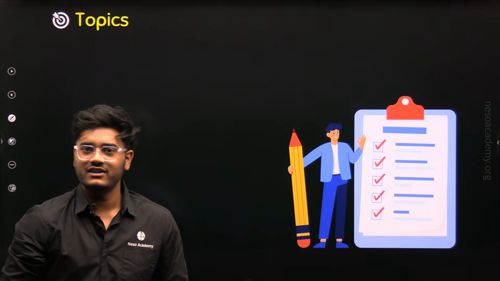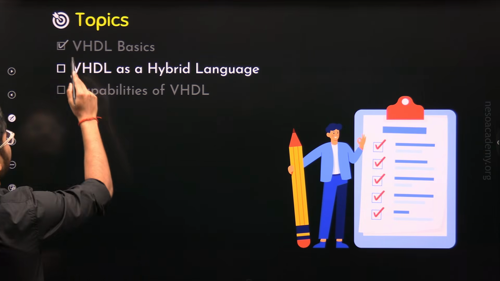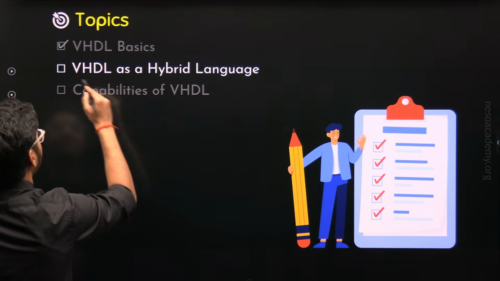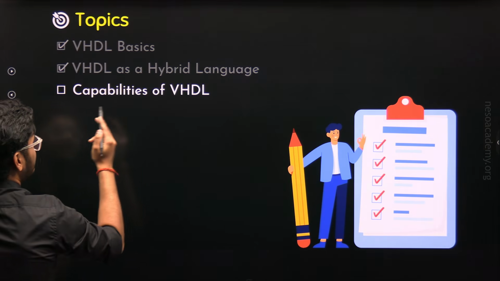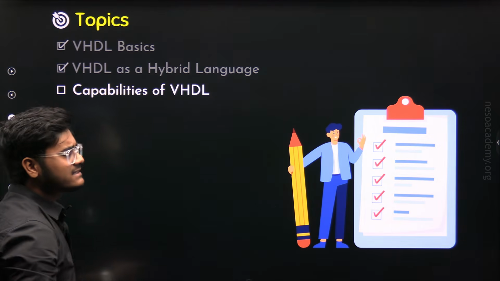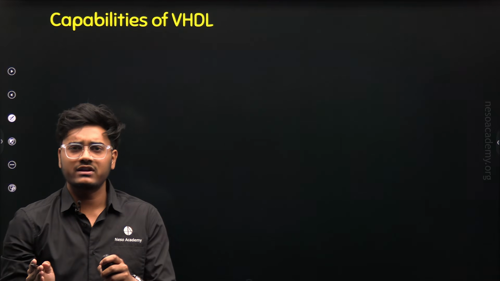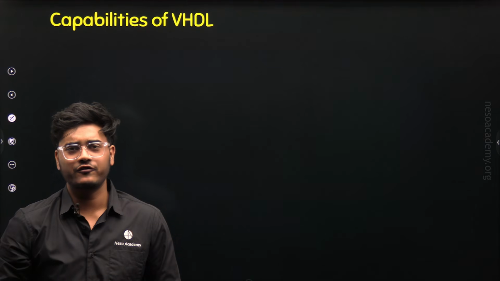Now, we are done with our first two topics, VHDL basics and VHDL as a hybrid language. Let's see a few capabilities of VHDL. In this section, we will see a few powers or capabilities of VHDL.